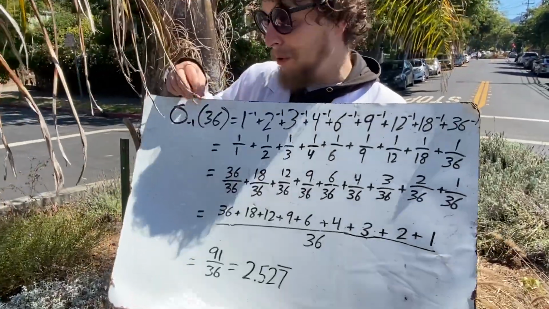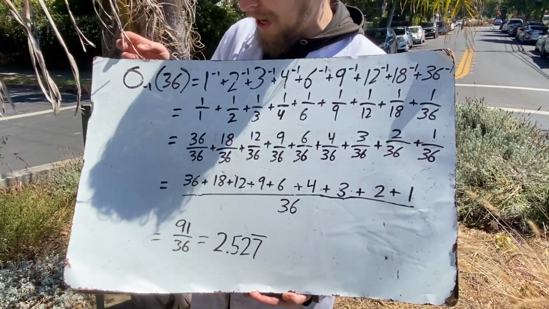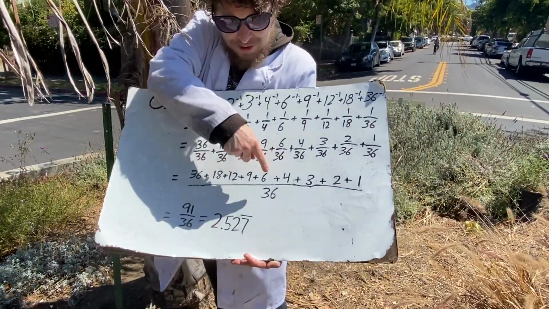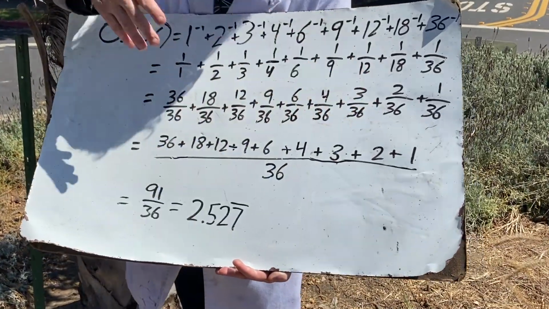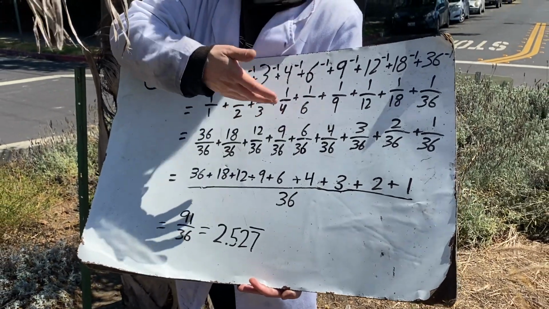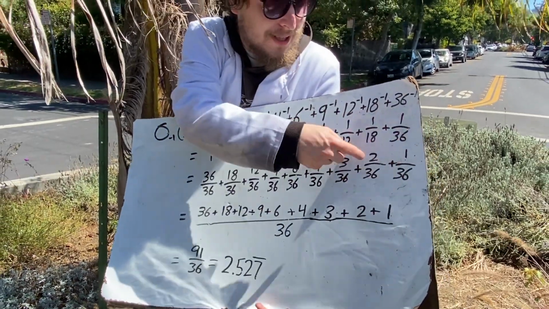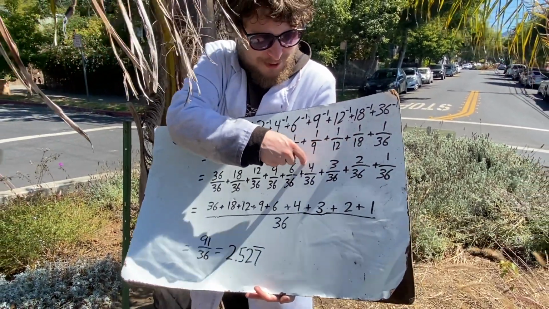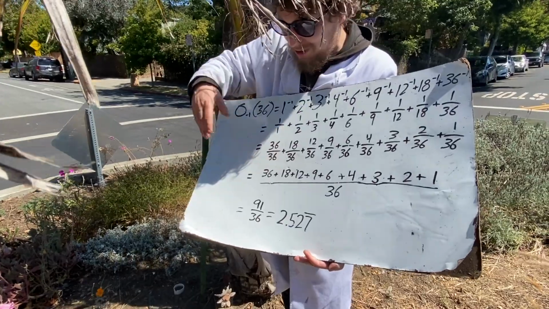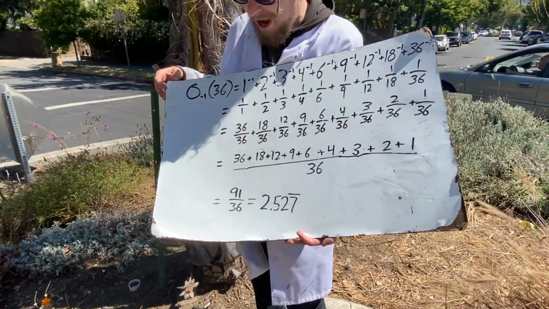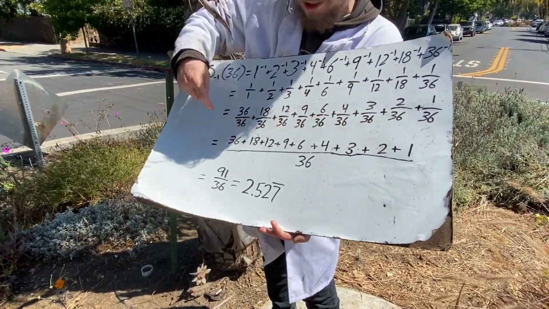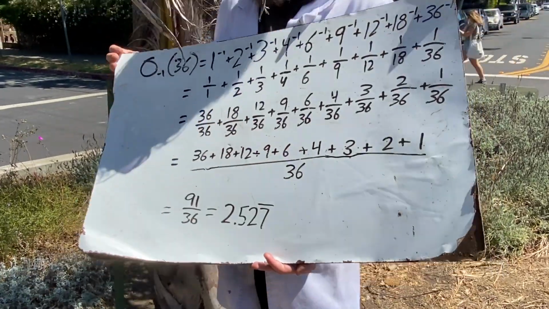As a larger example, if we looked at the abundancy index of 36, we could calculate that by adding up all of its divisor reciprocals. But if we turn that into one fraction, when we get to the common denominator stage, we see that divisor list in reverse. And that happens because the factors of a number come in beautiful pairs. 1 times 36 is the same as 2 times 18, or 3 times 12, or 4 times 9, 6 times itself, and etc. And that lets us calculate this abundancy index in an alternate way, adding up all of the divisors in reverse, but with addition, the order doesn't matter, and dividing by the number itself.